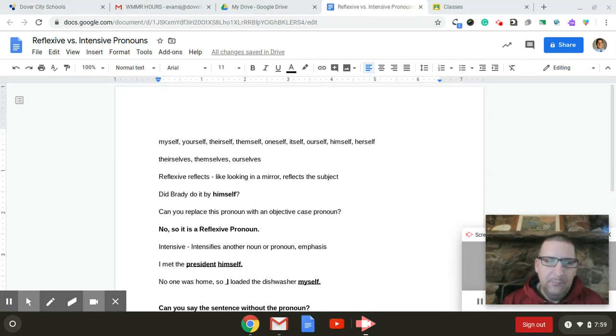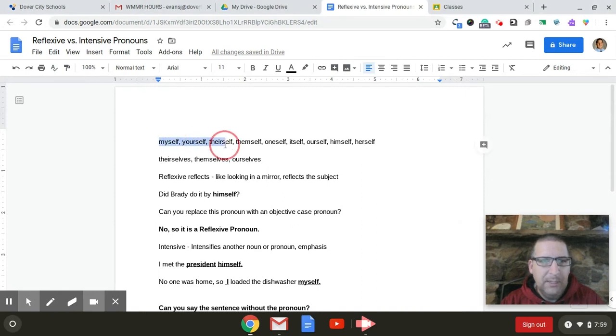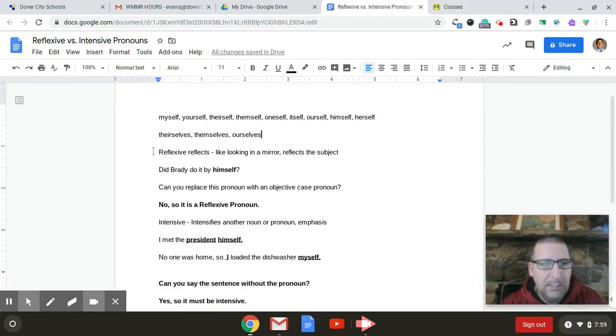Here's the problem. The English language has this other thing called an intensive pronoun. And it is exactly the same words as reflexive. So if we look at the list, this is the list right here, guys, of reflexive and intensive pronouns. Exactly the same. So how can we tell which one is which? Let me go through that. I'm going to give you an easy way to tell.